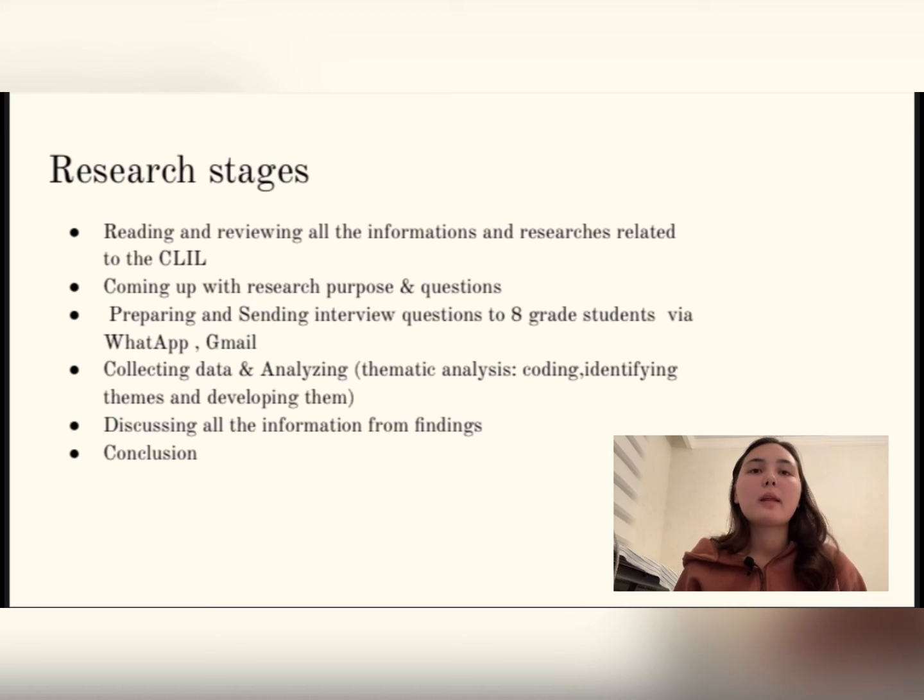The next is collecting data and analyzing, and here I used thematic analysis. Thematic analysis includes coding, identifying themes and developing them. So the next is discussing all the information from the findings. So the last one is the conclusion.